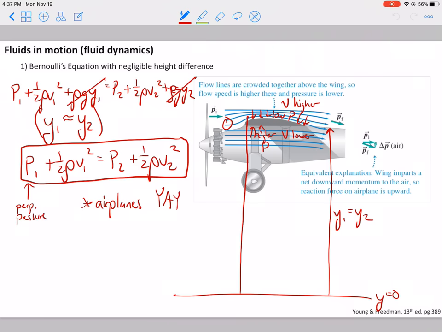Keep in mind we're dealing with a case here where the 2 points in the fluid have a difference in height relative to some y equals 0 that's just not a whole lot. So like in the case of the airplane wing, the difference between the top and the bottom of the wing, those 2 points in the fluid, is not a tremendous amount. So we have a situation where if I have an increased velocity, I end up with a decreased pressure. And don't forget, this is a perpendicular pressure to any surfaces that are in that fluid.